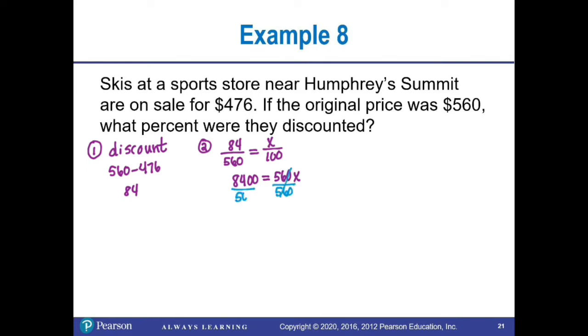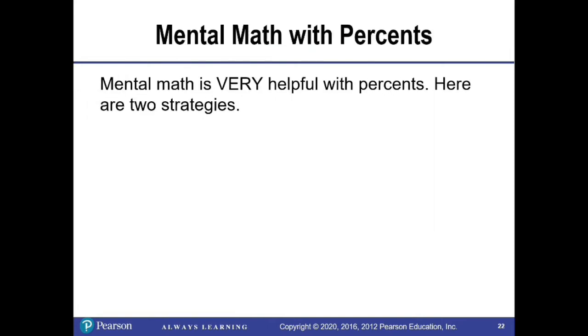Divide both sides by 560, and when you use your scratch paper to divide, you get that x is 15%. So the skis were discounted 15%. Mental math is very helpful with percents, so let's look at two strategies.